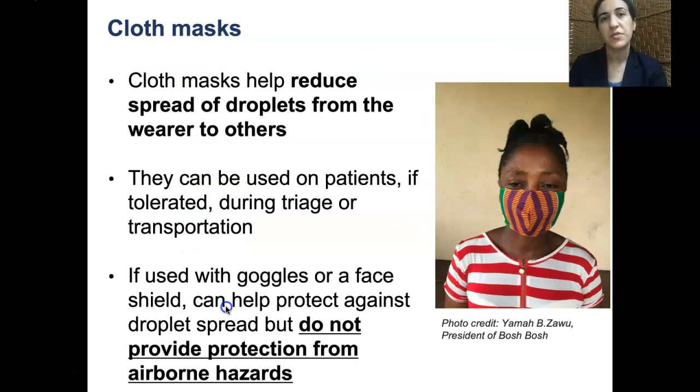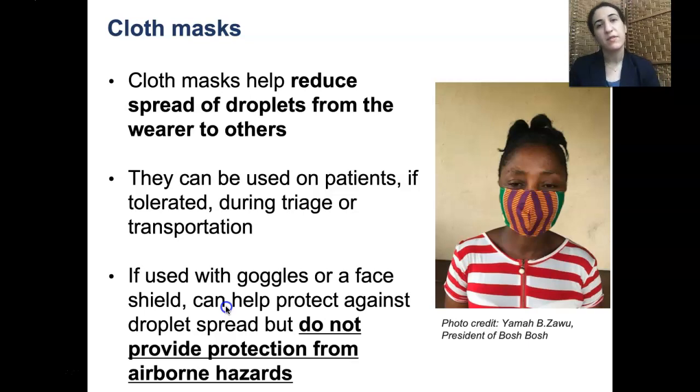Cloth masks help reduce the spread of droplets from the user to others. Wearing cloth mask coverings in public settings, in addition to social distancing measures, can help prevent community spread of infectious diseases. Because the face masks reduce droplets coming from the user, they can be useful for patients to wear during triage or transportation, as long as the patient is comfortable.